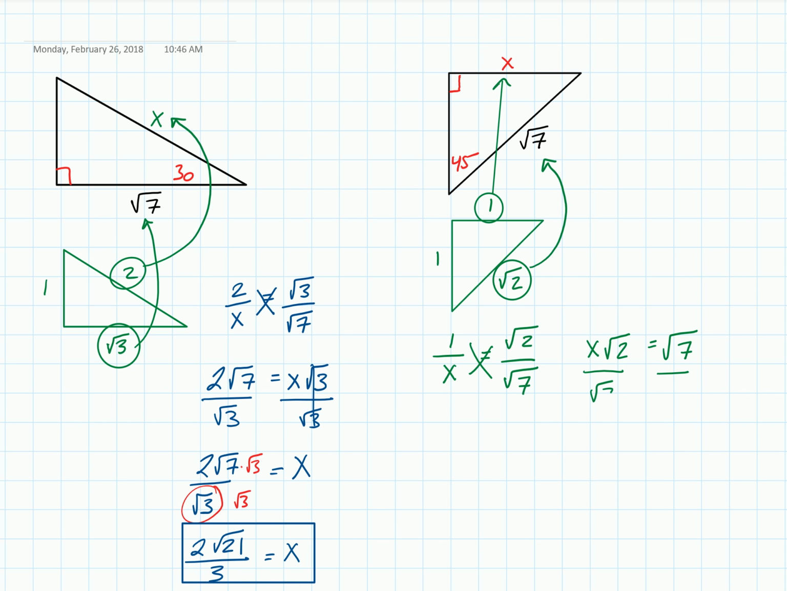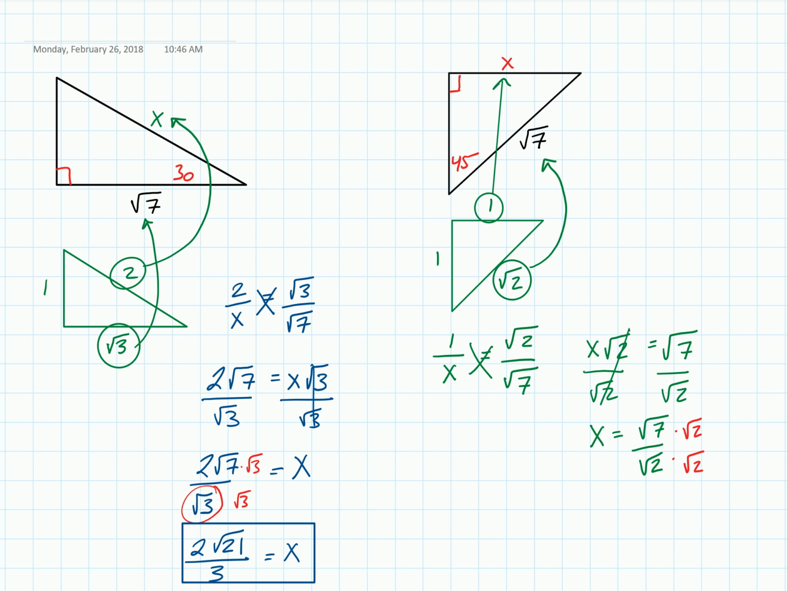Divide by the square root of 2 on both sides, and we have x equals radical 7 divided by radical 2. Once again, this is the final answer, and on a test it would be given full credit, but we can simplify by multiplying by the square root of 2 in the top and bottom.